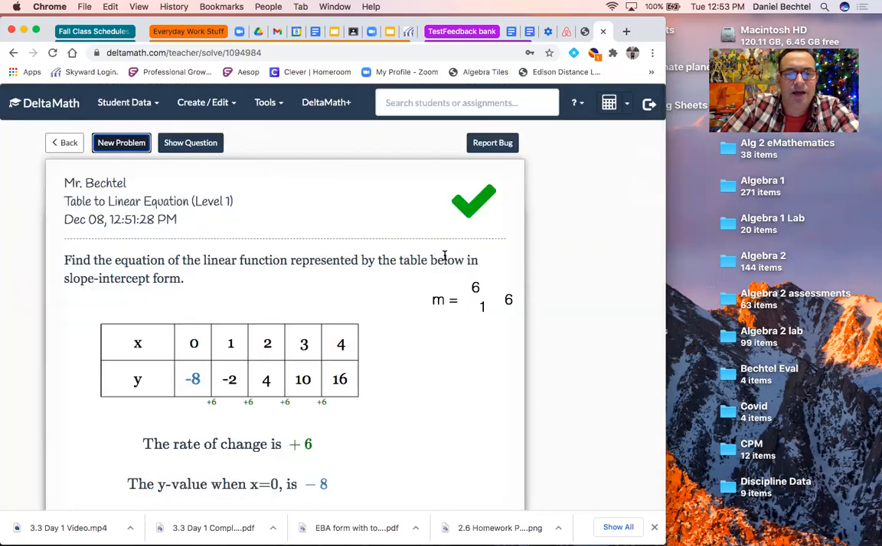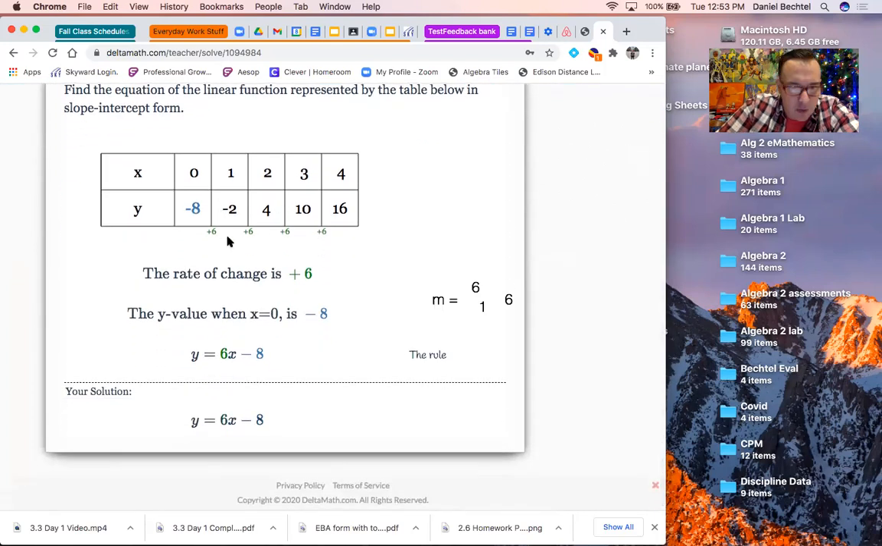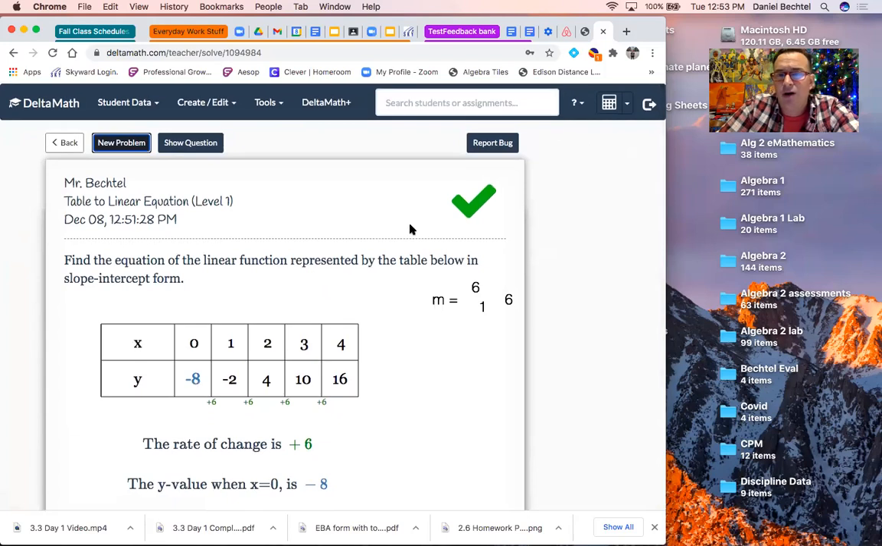Is that what I want? Yes. Bam. And in fact, if you look at what they did, they're showing us we went plus 6 each time here. We got that -8 because it's the zero term. That's what we got. Now, I think that should be enough for you guys to sort of know what it is that we've got here.